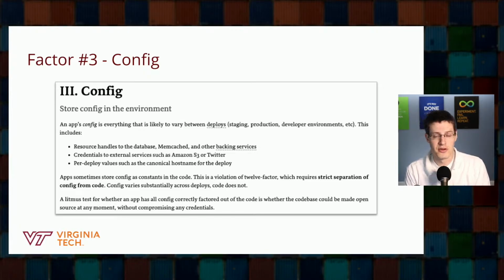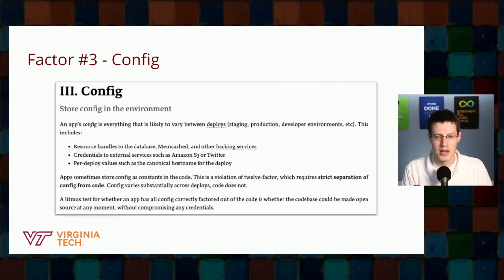Apps sometimes can store their config as constants in the code, and honestly, we have a lot of that happening here on campus. Where here's the dev config, here's the pre-prod config, here's the prod config, and then when I start up, I just kind of switch between what config I'm using. But it says this is a violation of 12-factor, which requires the strict separation of config from code. Config varies substantially across deploys. Code does not. So again, you want to think about what are the things that are going to change between the deploys, and I want to extract that as configuration. I don't allow myself the ability somehow, some way to change that across deployments.